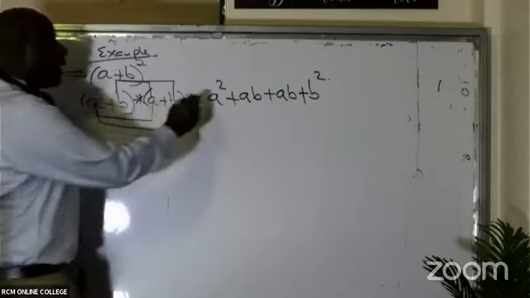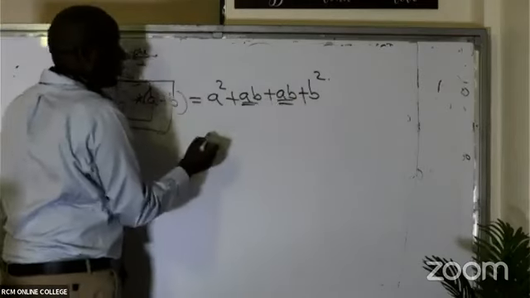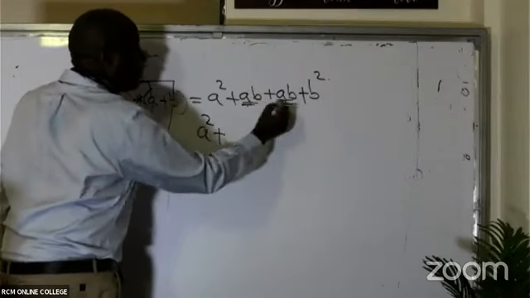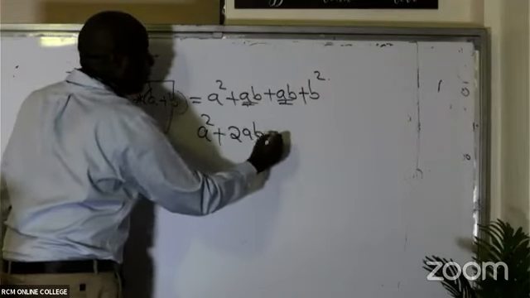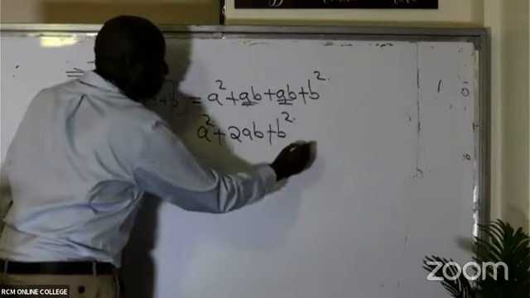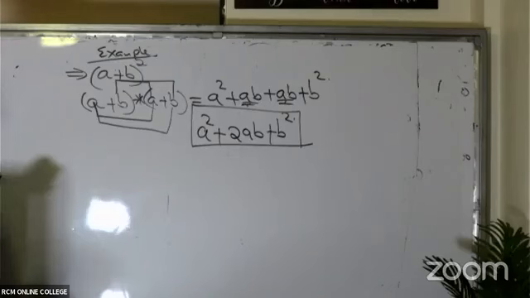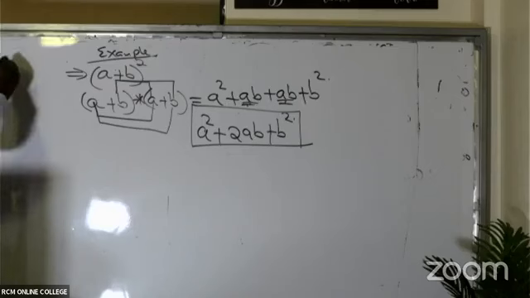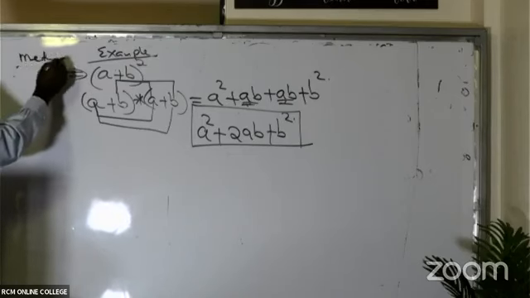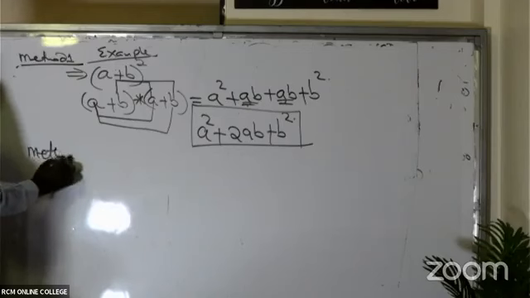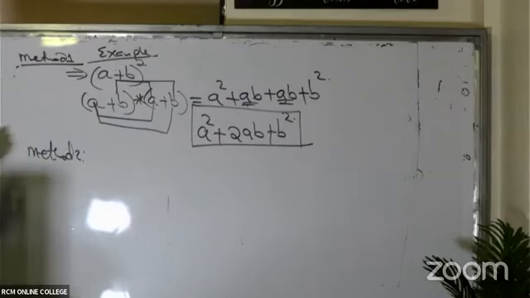And we are seeing that these are like terms. So it will be a squared plus 2ab plus b squared, like that. Very, very important. Please listen. This is method 1. And then we have what we call method 2, which is the shortcut method.